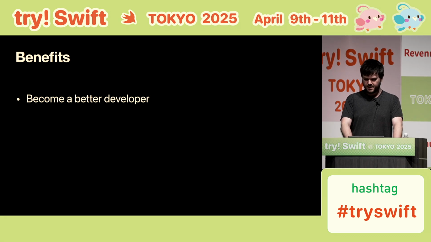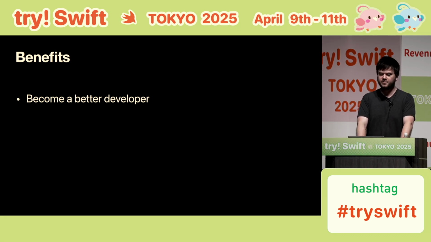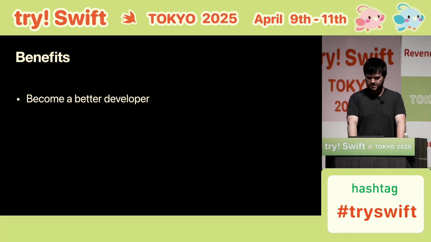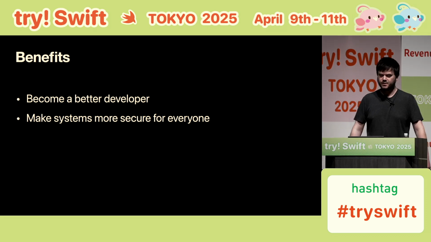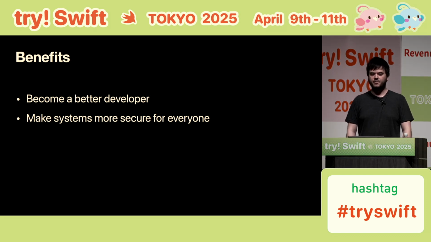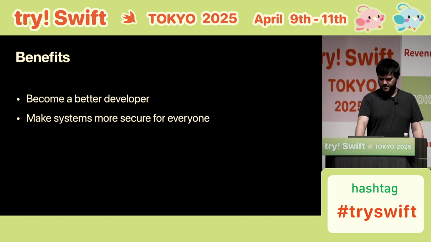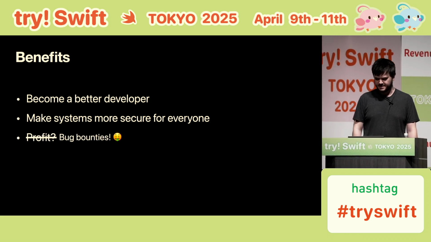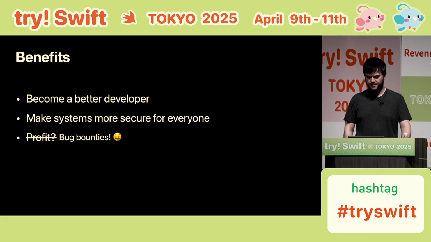First of all, you'll become a better developer by improving your debugging skills, understanding how things work under the hood, and making your software more secure. You also have an opportunity to make the systems more secure for everyone by responsibly disclosing vulnerabilities to Apple so that they can address them. And to top it off, you might even get paid a decent amount of money through the bug bounty.